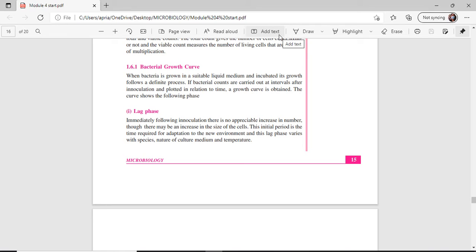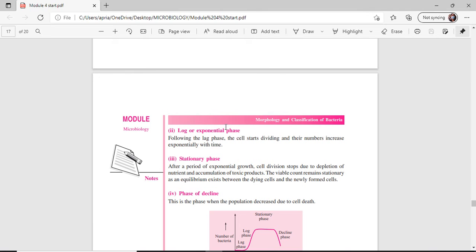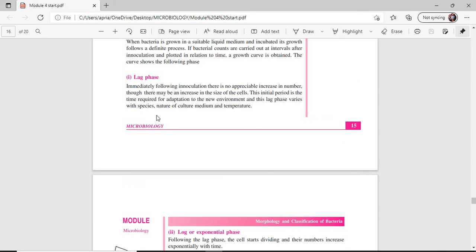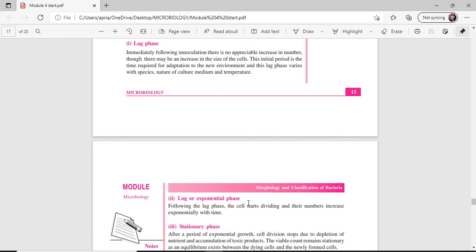Okay, this initial period is the time required for adaptation to the environment, and this lag phase varies with the types of species. Okay, and also nature of the culture medium and temperature kung sa diin mo sila ginapa tubo. Okay, different type of species has different type of time para mag-multiply sila. Next is your log phase or exponential phase. Tandaan nyo lang ha, log phase. Tandaan nyo lang, una ang letter A kasa sa letter O.